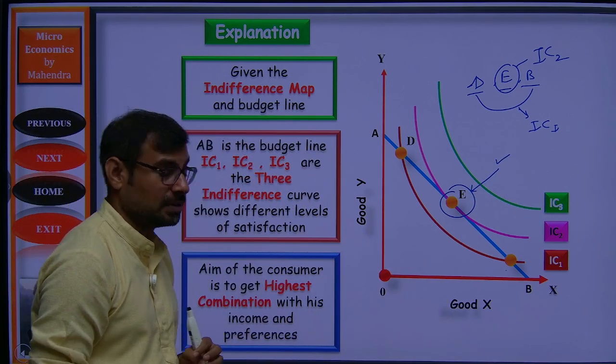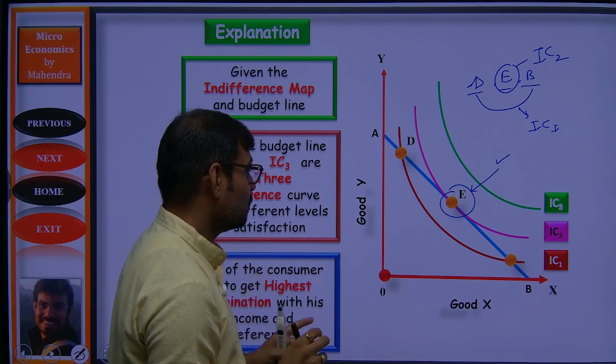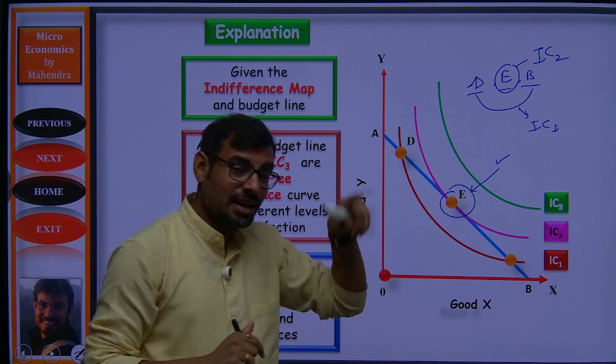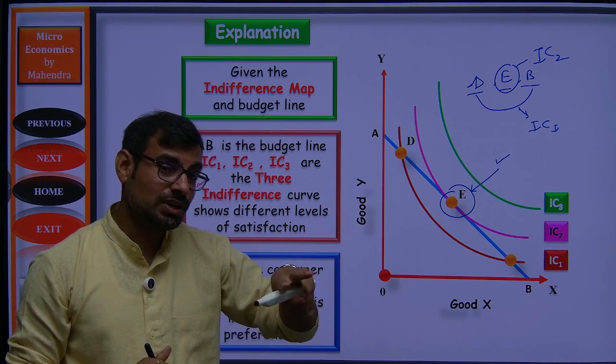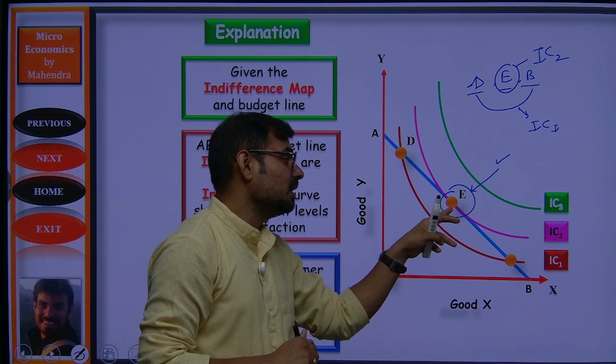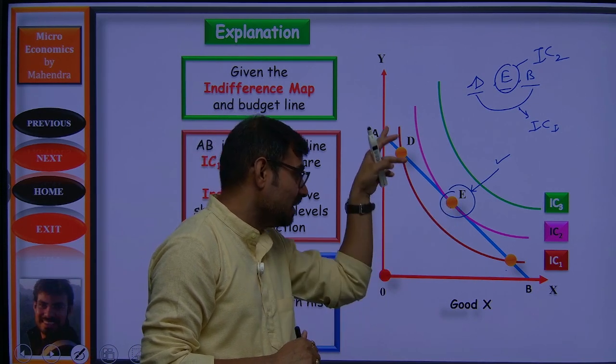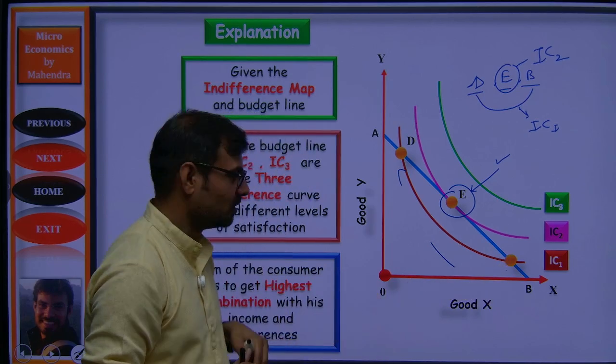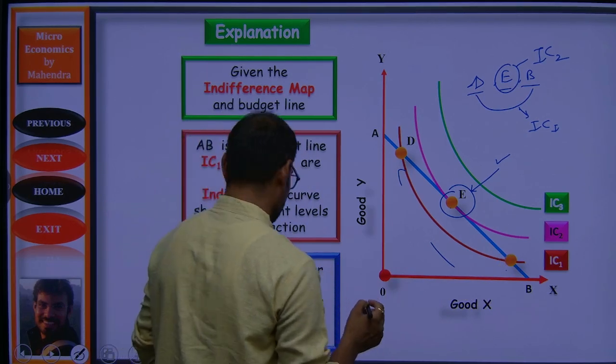Okay, that's simple. So two things we have kept in mind. One, it should be within our budget. Second, it should give maximum satisfaction. So E is the point which is in our budget, and comparatively, E is giving more satisfaction than any other point. Okay. So E will be our equilibrium.